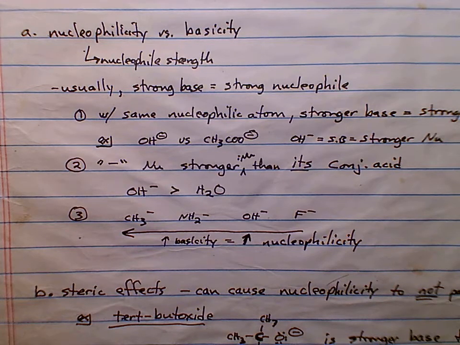So these pKa tables that I had you memorize in Chapter 2 are very, very important because not only do they tell you how strong a base something is, that also tells you how strong a nucleophile it is, which tells you how strong a Lewis base it is, and almost all organic reactions are Lewis base and Lewis acid reactions.